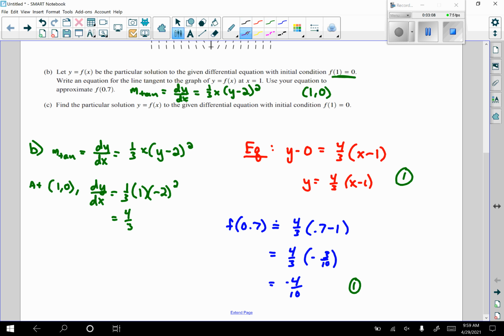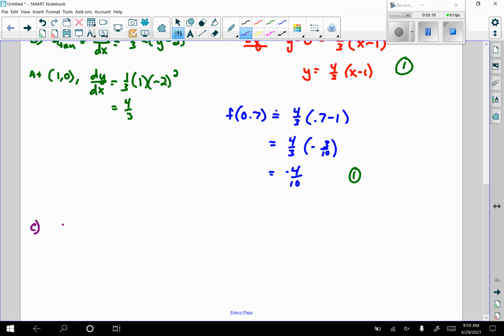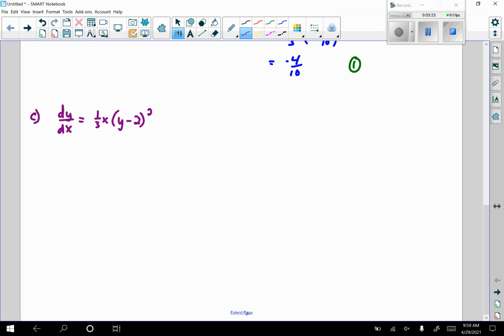Now for C, this is where we're actually going to solve the differential equation with this initial condition f of 1 is equal to 0. So we want to separate the variables very carefully. So I'm going to divide both sides by the quantity y minus 2 squared. So we'll have dy over this quantity is going to equal 1/3 x dx. Now we want to take the integral of both sides, so clearly show that. I'm going to write this as the integral of the quantity y minus 2 to the negative second dy. I'll put the 1/3 out in front times the integral of x dx.